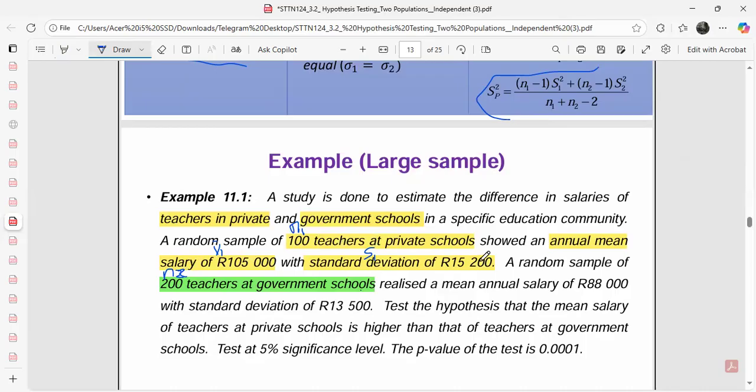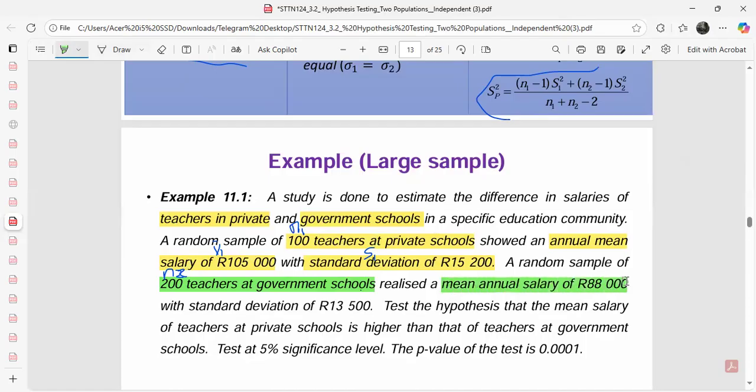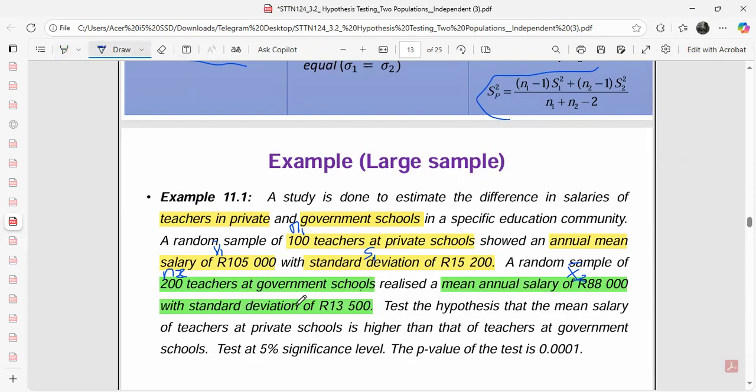Try to find the important things here, the keywords. So now, realized a mean annual salary of 88,000, which will be X bar 2, with a standard deviation of 13,500. That's the standard deviation, which will be standard deviation number 2.